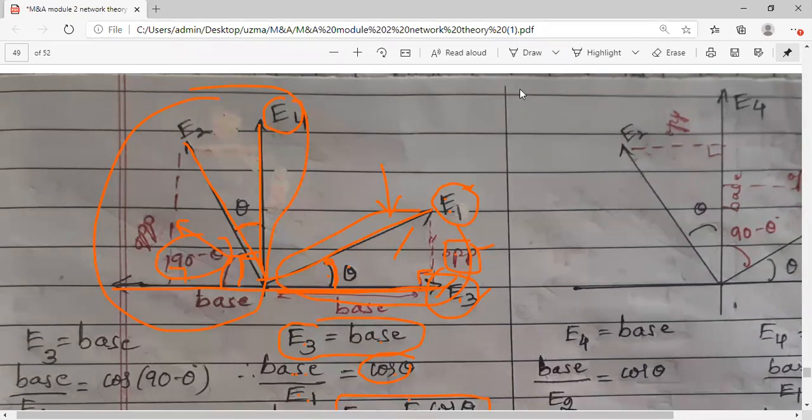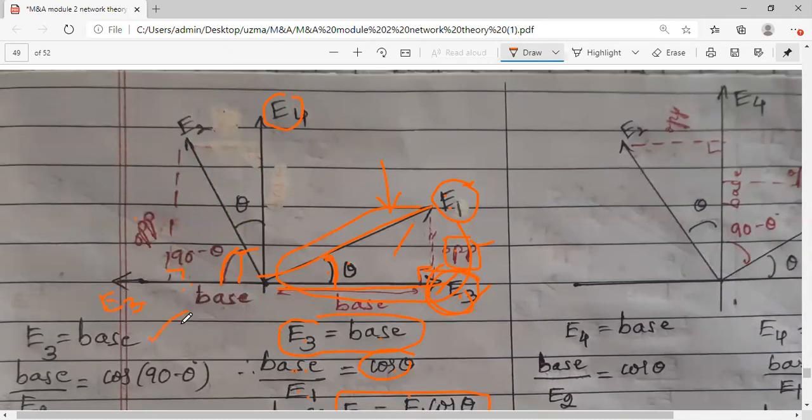You have to apply mathematics. This is your 90 minus theta. This is your 90 degrees, this is opposite, this is base. Check the base. What is the value? It is nothing but your E3 only. Okay, but the direction is opposite. So as the direction is opposite, what I will do at the end, I will subtract because both vectors are in opposite direction. So this base is also your E3.